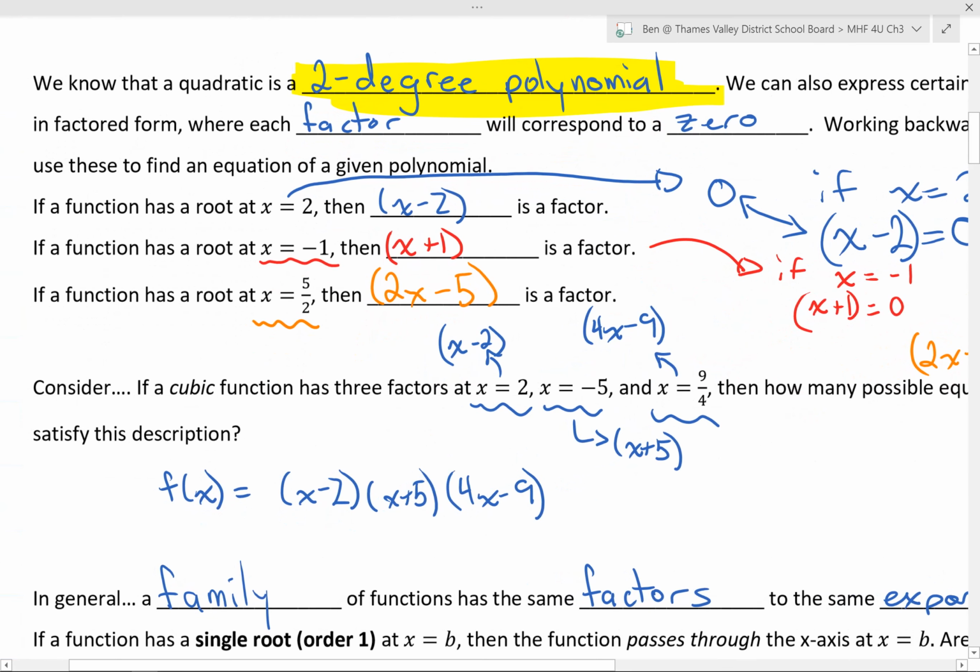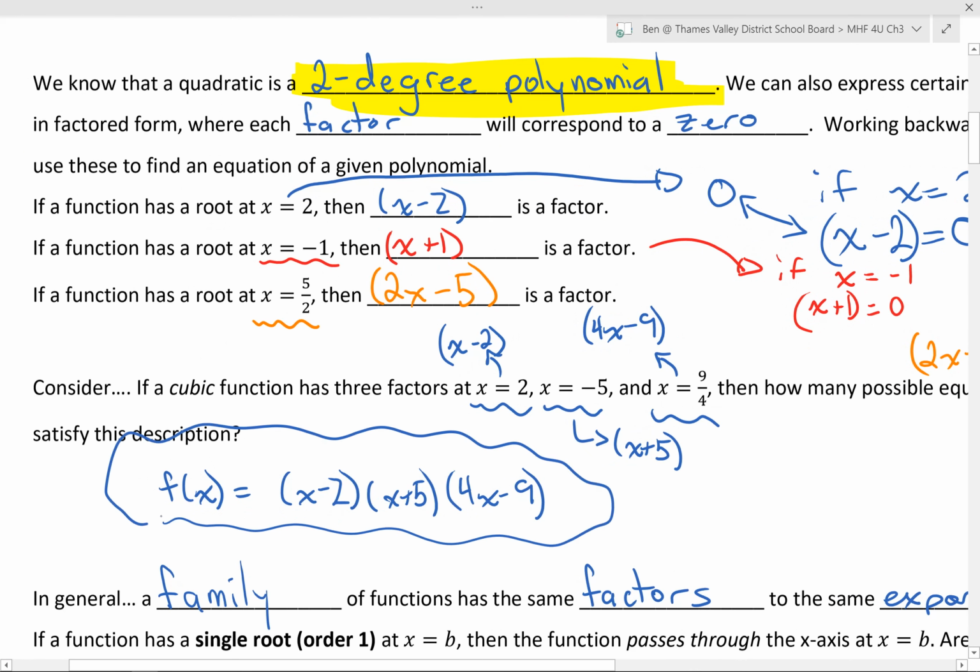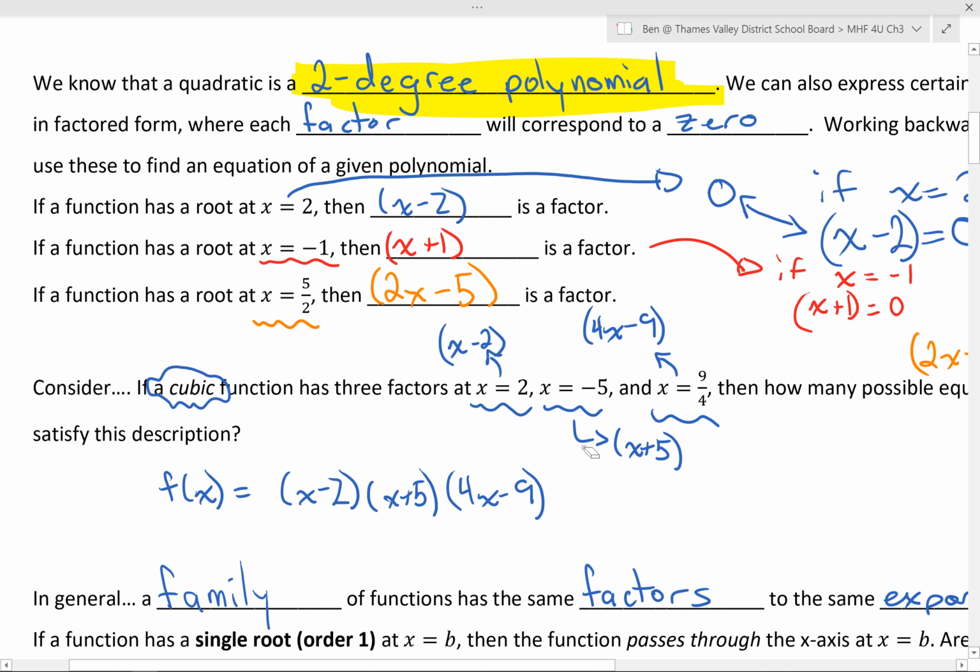Okay, so these are our three factors. Now, is this the only equation that has these as factors? Pause, think about it. Can you think of another equation that has these factors? Absolutely. In fact, can we think of another equation, though, that's cubic that has these factors? Absolutely as well. We can just work with different stretch factors here, right?